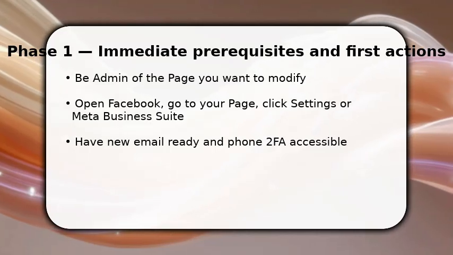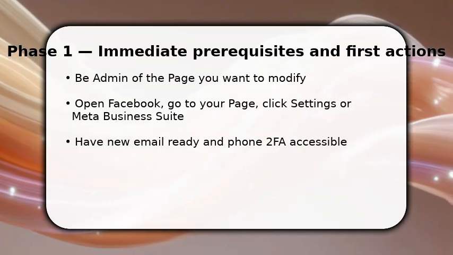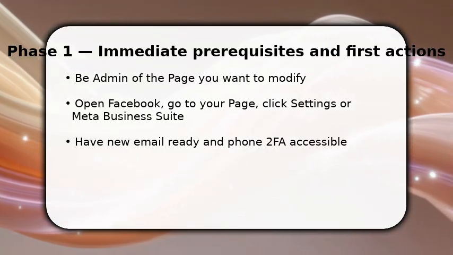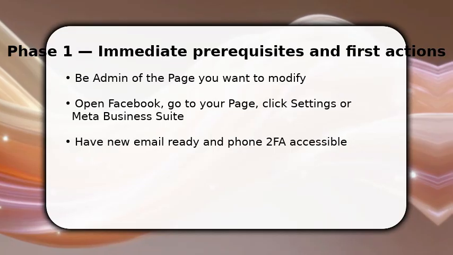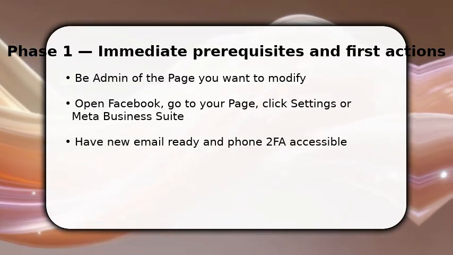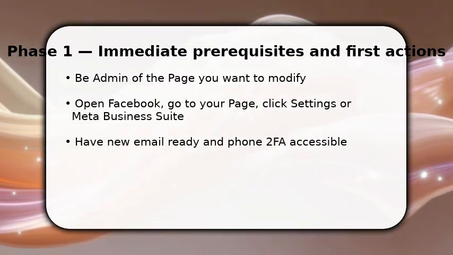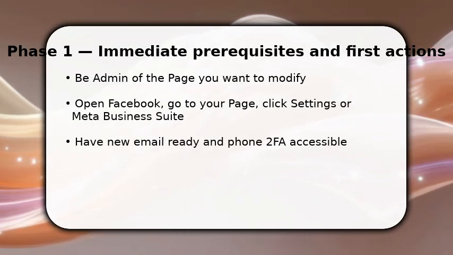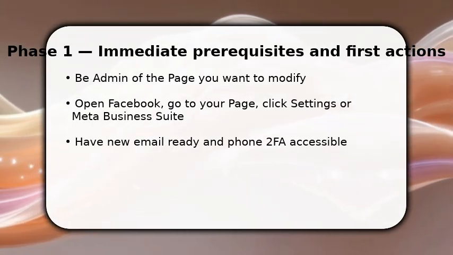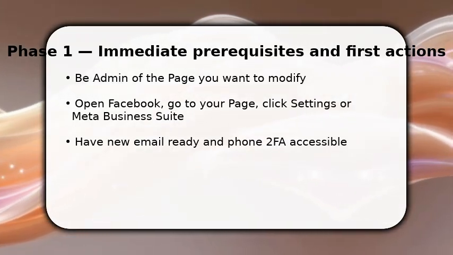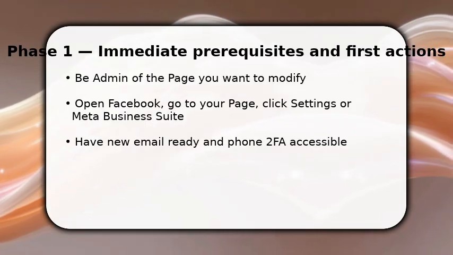You start by confirming you are an admin on the Facebook page. Without admin rights, you cannot change contact email. Once confirmed, open the page and go directly to Settings or Meta Business Suite. This is where contact info lives. Make sure your new email address and any phone for two-factor authentication are ready. You will need to verify.